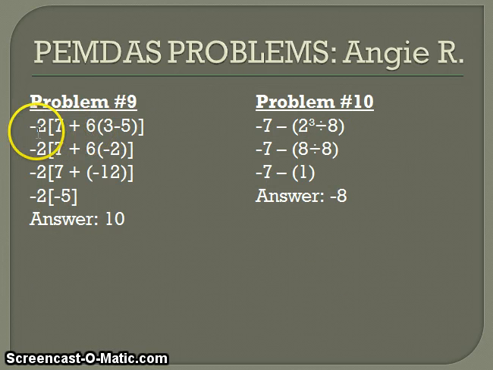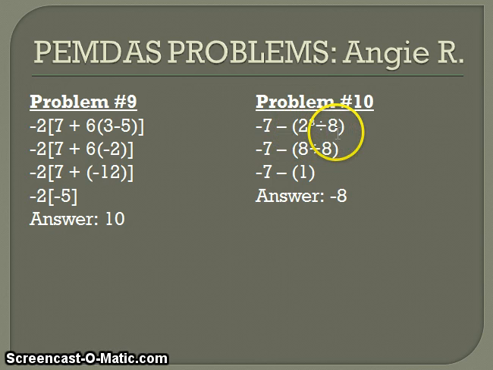Problem number 9, a negative 2 times the bracket, which is the same thing as parentheses, 7 plus 6 times 3 minus 5. I work within my parentheses, and I get negative 2 times 7 plus a negative 12. I still work within my parentheses, so I get a negative 2 times a negative 5. My answer is 10.